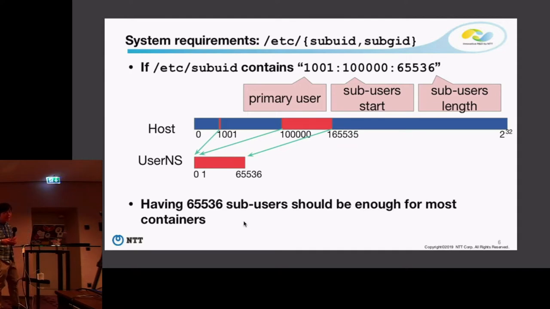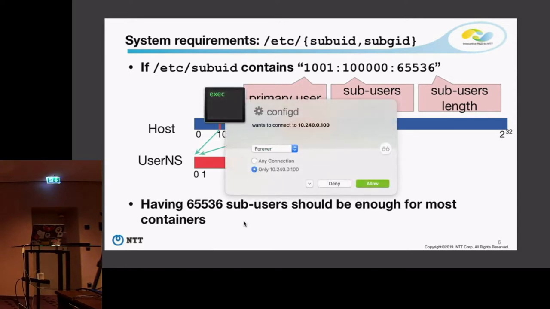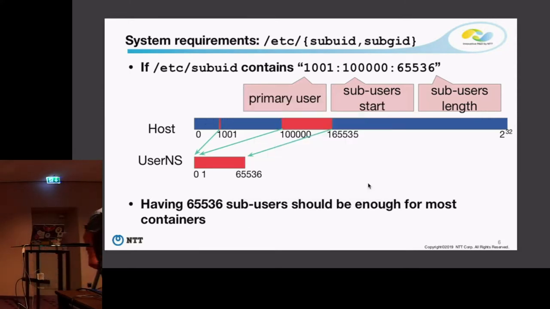So in this example, UID 1001 is mapped to zero, the fake root in the user namespace. UID 100000 is mapped to one. And UID 165535 is mapped to 65536 in the namespace. So inside the namespace, you have just 65536 sub-users. But this should be enough for most container images.